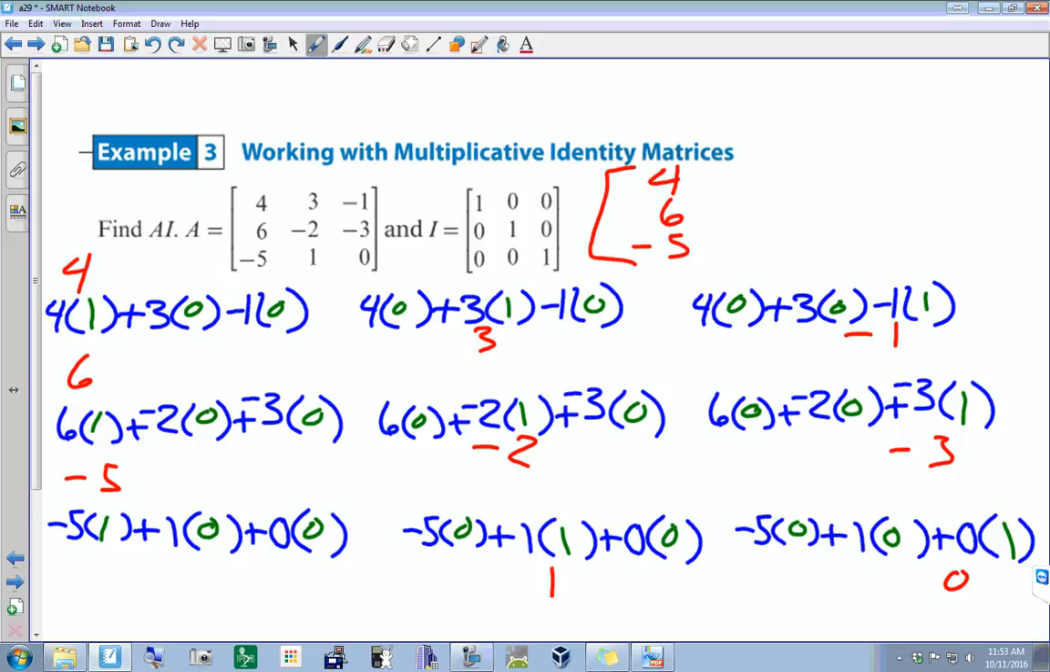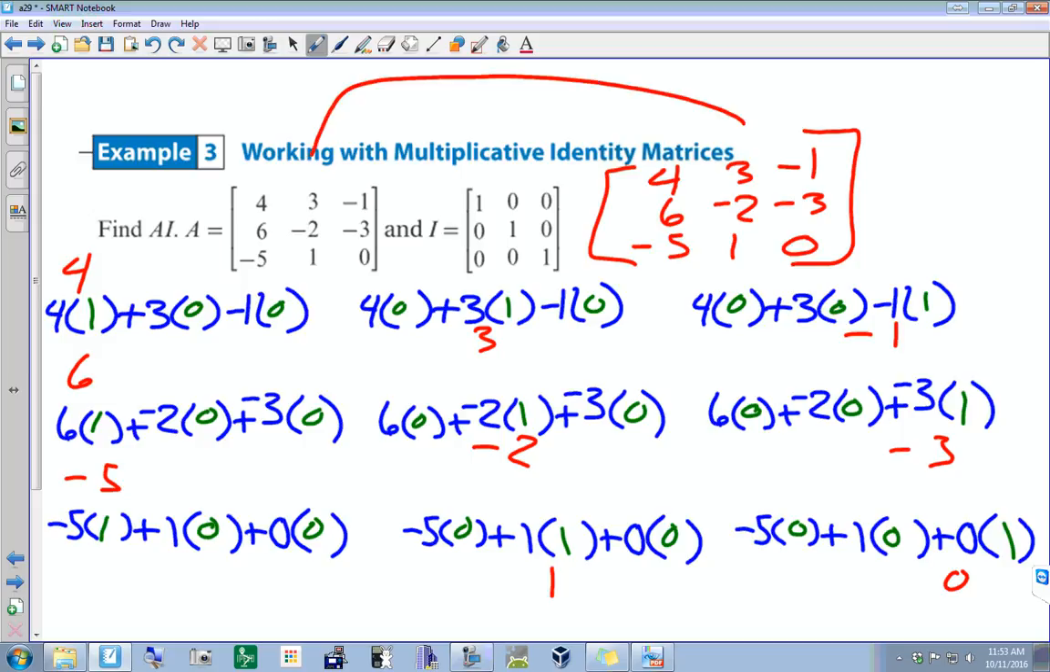So if I put those numbers together for the matrix, which turns out to be 4, 6, negative 5, and 3, negative 2, 1, and the last one, negative 1, negative 3, and 0, is this the same as that? And the answer is yes. This is the identity matrix. The identity matrix, again, is I multiply it by this, I get back out what I put into it. Does this mean you're going to have to be multiplying a whole bunch of garbage by the identity matrix? No. It's just showing that, hey, if I've got the identity, I multiply it, that's what I get.